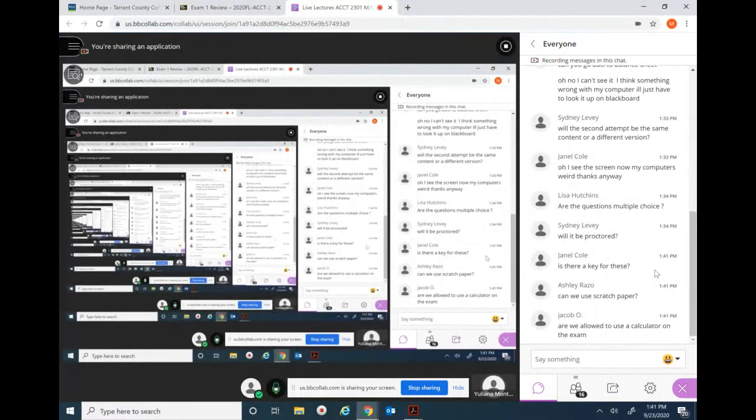Yes, there's a key for these, Janelle. The key, I just show you where it's at. Yes, you can use scratch paper on the exam. Absolutely you can. And then you're allowed to use a calculator. So remember, this is accounting. If you don't have scratch paper and a calculator, you won't be able to do the problems.